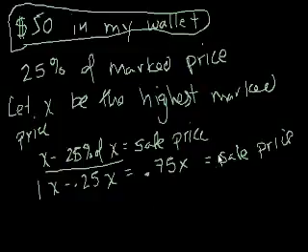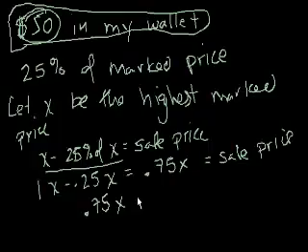Well, what's the sale price that I can afford? Well, the sale price I can afford is $50. So 0.75x is going to equal $50. If x is any larger number than the number I'm solving for, then the sale price is going to be more than $50, and I won't be able to afford it. So that's how we set the highest I can pay is 50, and that's the sale price.